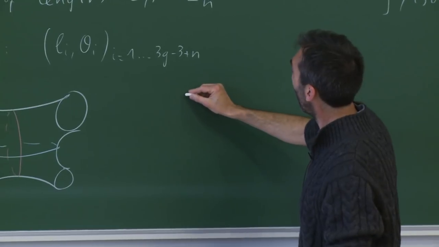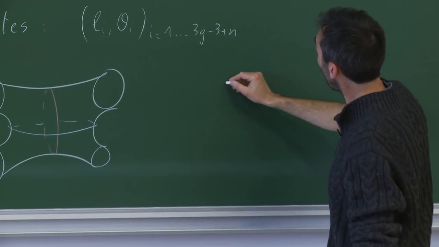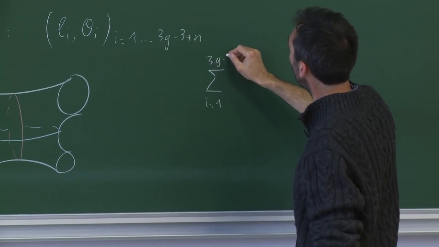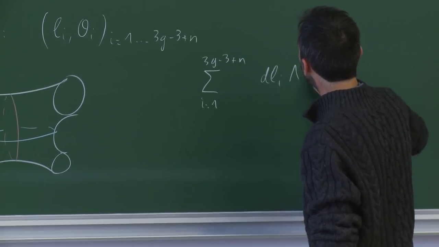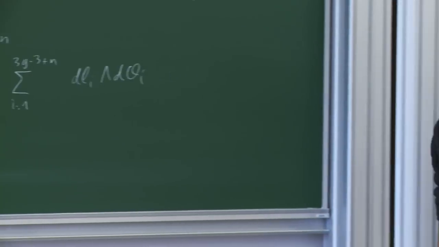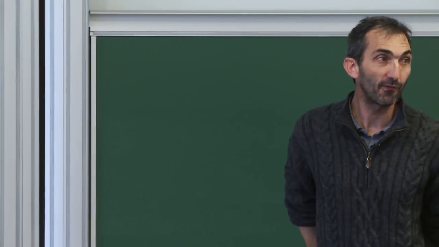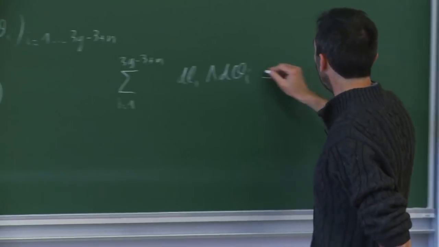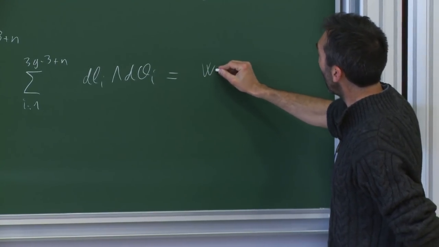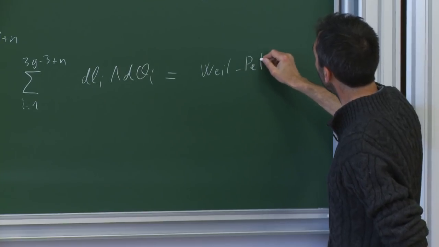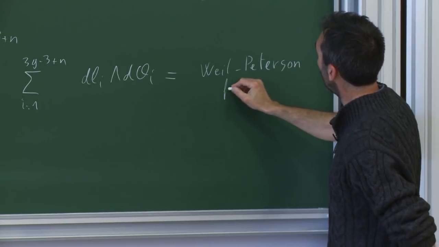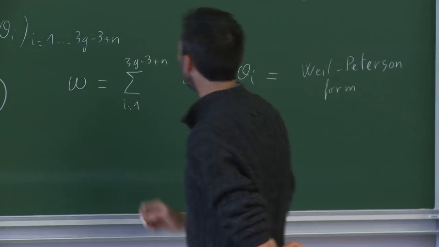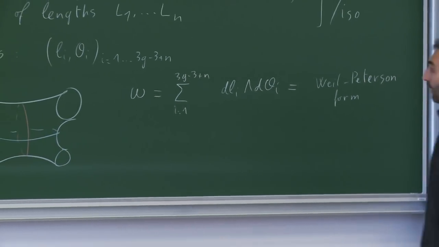However, what Weil and Petersson proved is that the two-form, the sum from i equals 1 to 3g minus 3 plus n of dL_i wedge d theta_i, is called the Weil-Petersson form. This form is well defined over the moduli space and is independent of the choice of coordinates, independent of the way you cut. It's a two-form, so let's call it omega.